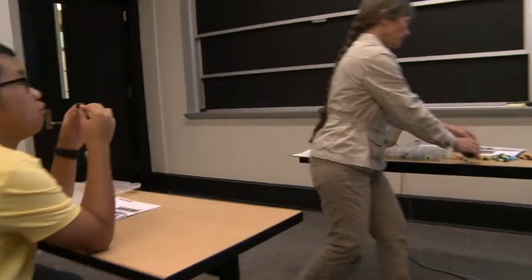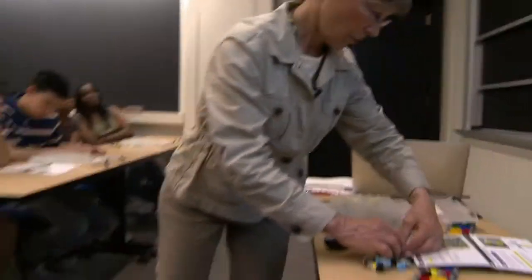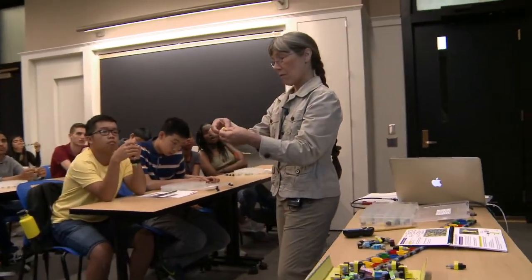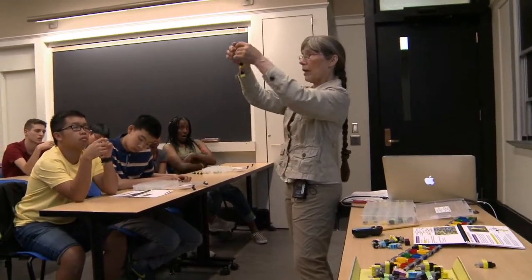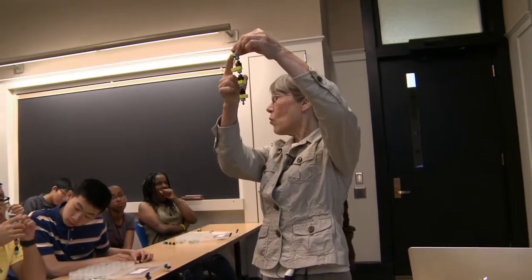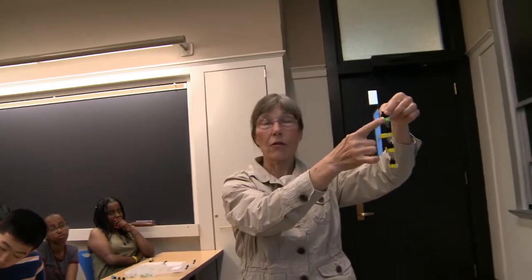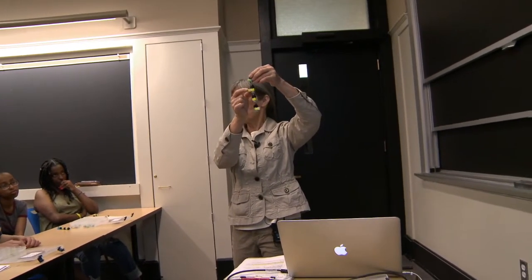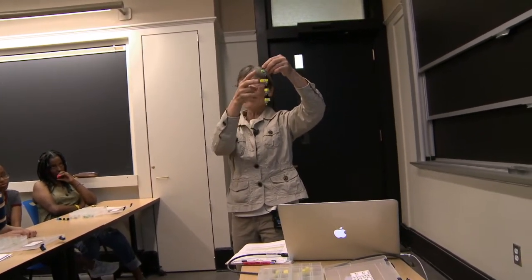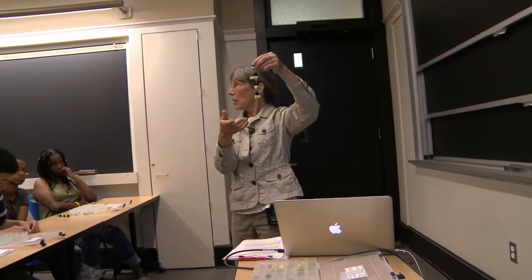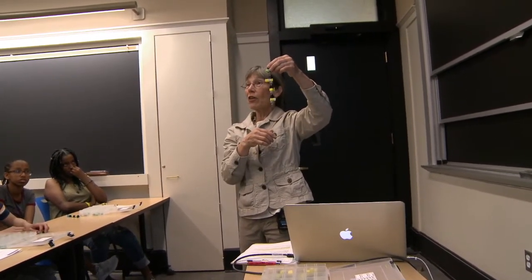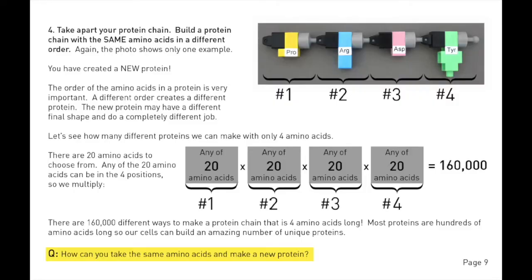Let's see. I have 4 amino acids here, okay, like you do. And I could choose any one of 20 to put in here, in the top one. And then I could choose any one of 20 to put here. So the variation I have is 20 times 20. How many ways could I make one just this long? 400, right?